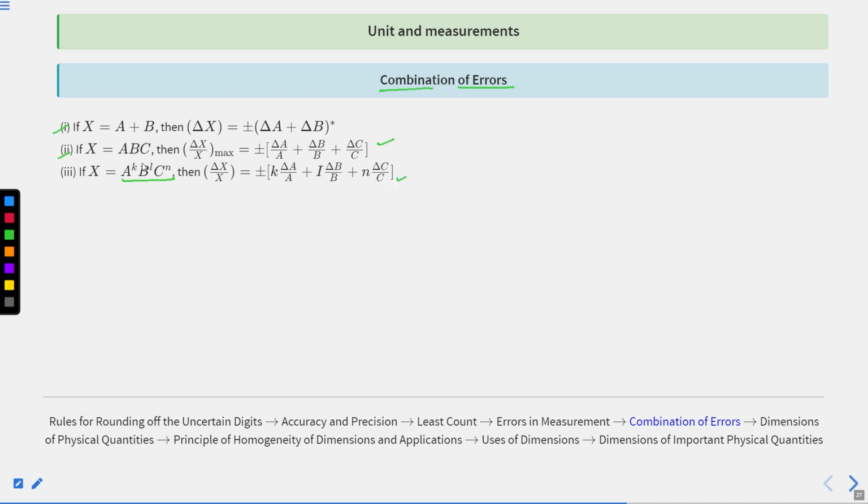Clear? So this is the combination of errors. This is the fractional error. Clear?